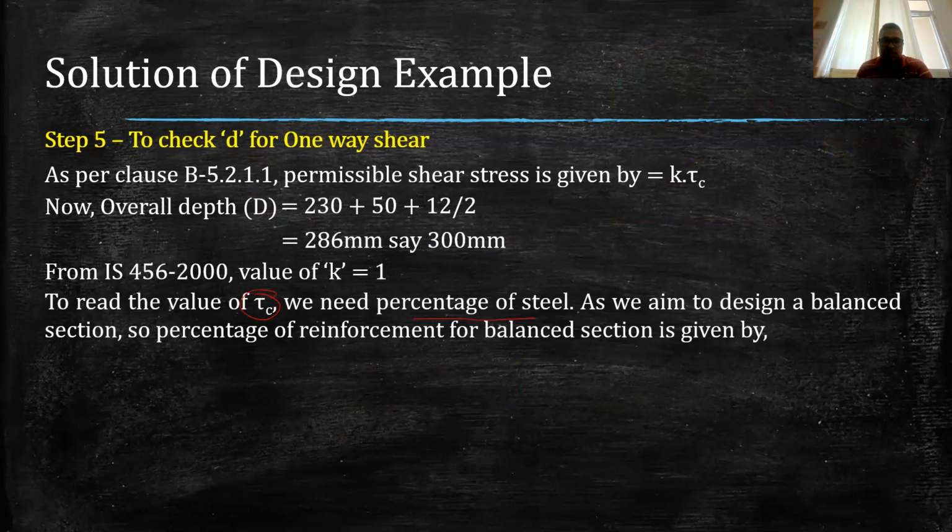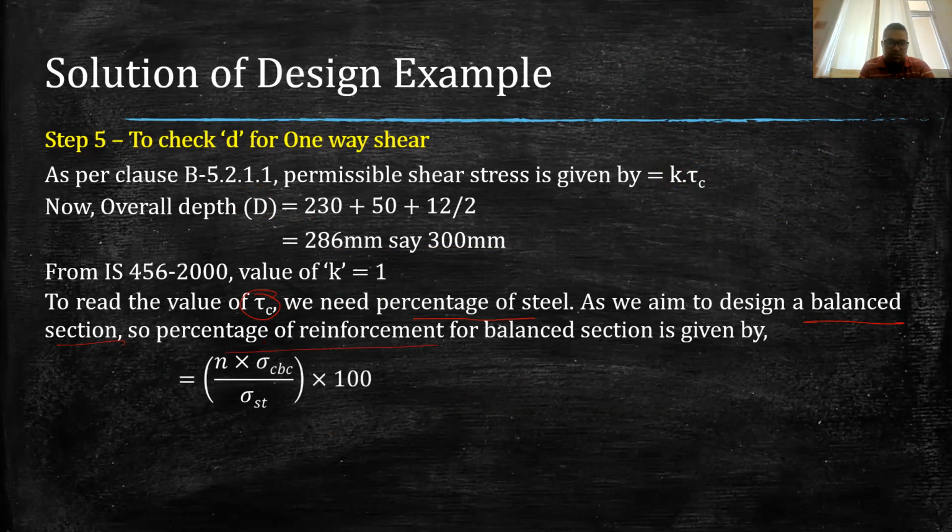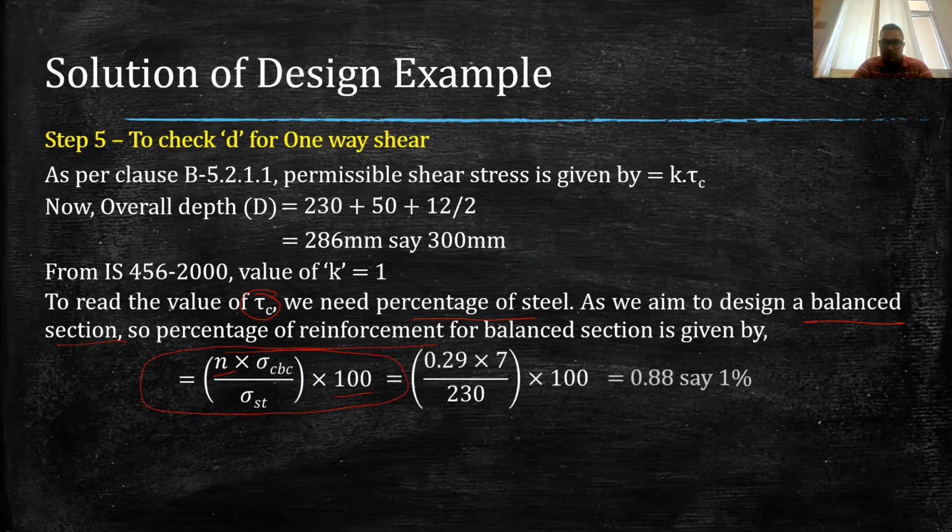Now here we will assume that our foundation section is basically a balanced section. For a balanced section, we can calculate the percentage of reinforcement by using this relation: N into sigma CBC upon sigma ST, and the whole multiplied by 100. Here N is the design constant, and sigma CBC and sigma ST are the permissible stresses for concrete and steel. Putting all the values, we get the percentage of reinforcement as 0.88, and for the sake of reading the value of tau c, we will assume this 0.882 equivalent to 1%.